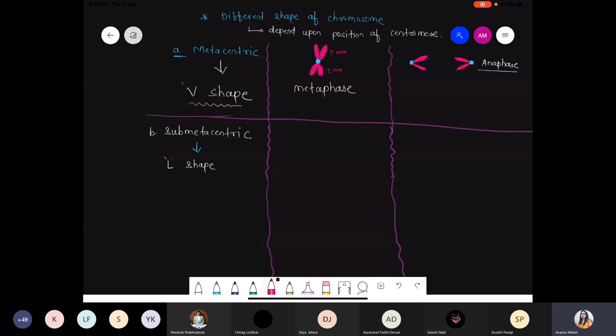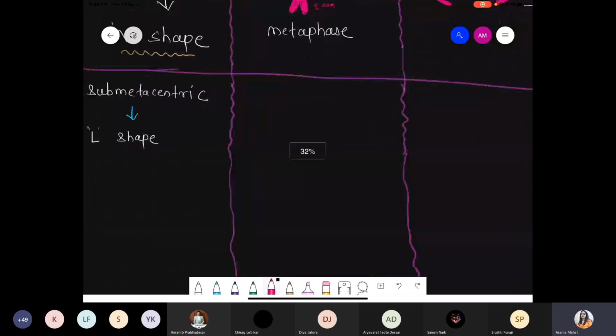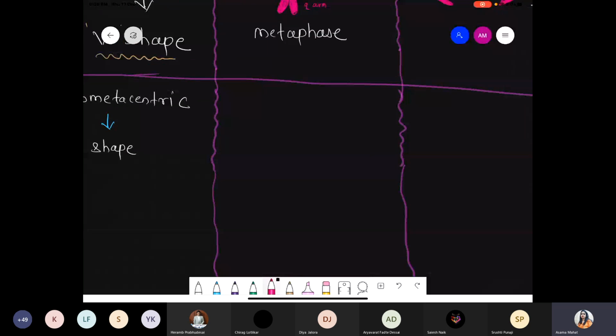We are taking all scenarios for the metaphase, and after the metaphase, the third diagram, third column, we are talking about all scenarios with the anaphase. So I'm not writing again and again meta and ana. So please consider: second column, we are taking how the chromosome looks in metaphase, and in third column, we are talking about what will be the scenario during the anaphase. So quickly, we are talking about submetacentric shape of the chromosome, how exactly it looks.